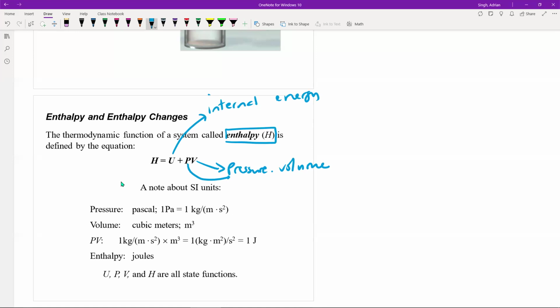P is the pressure, V is the volume in this example. So that's the definition of enthalpy: the sum of the internal energy plus the product of the pressure and the volume.